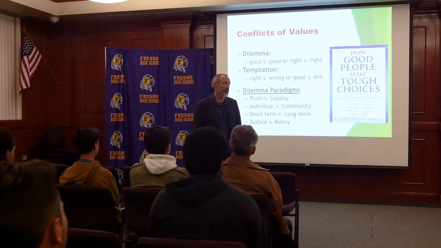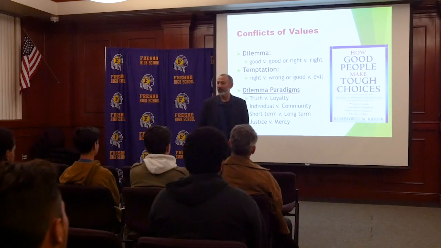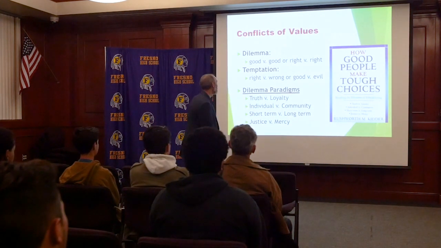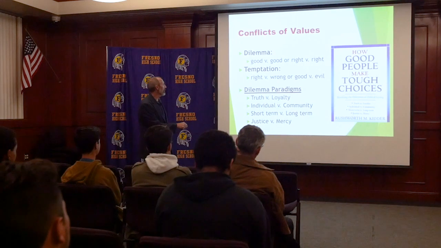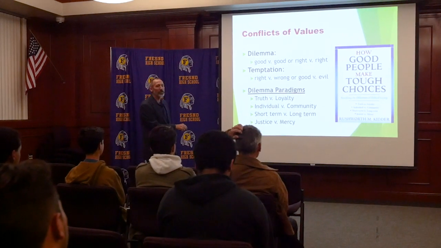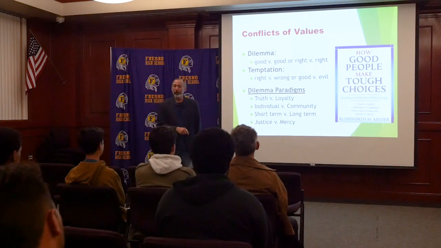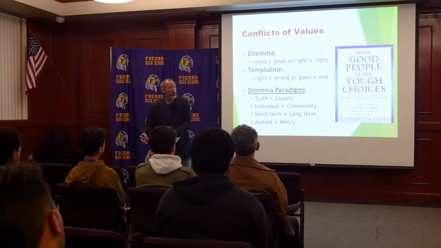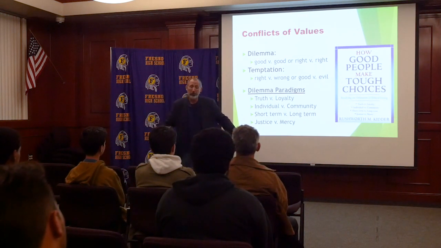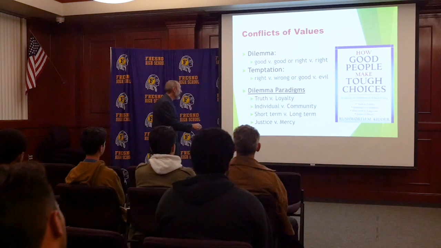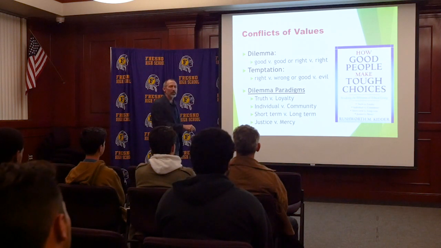Because we're human, after all. We like to take the easy way out, and we like ice cream. Okay? So here's a typical dilemma paradigm. Kidder talks about truth versus loyalty. We talked about that a little bit. Individual versus community, right? Where you're thinking about what's good for one person versus what's good for all people. Short-term interest versus long-term interest, and justice versus mercy.